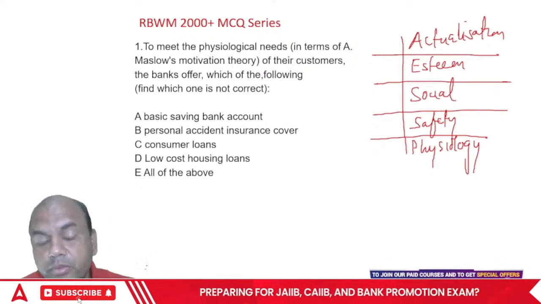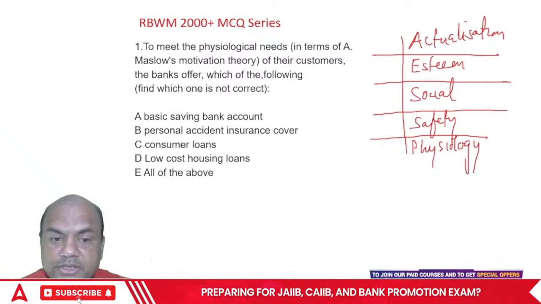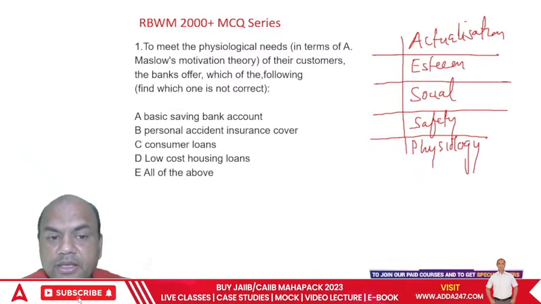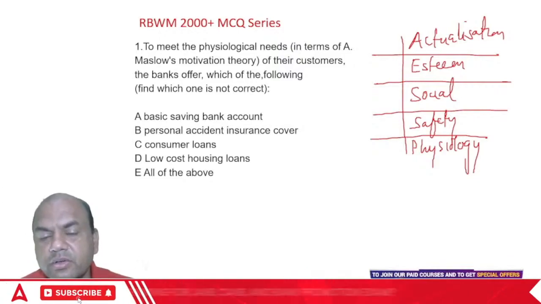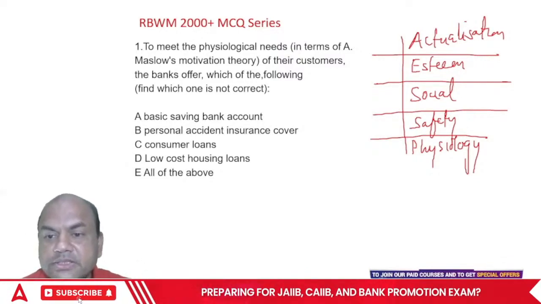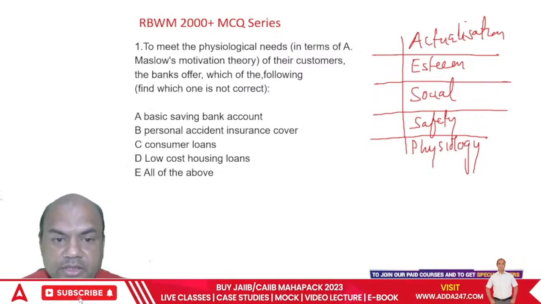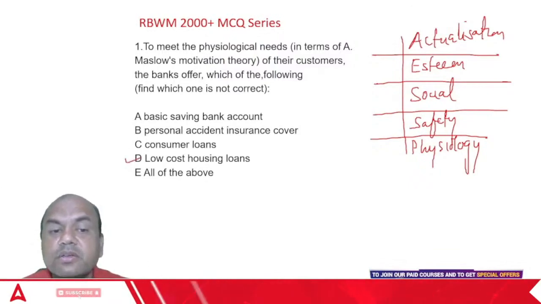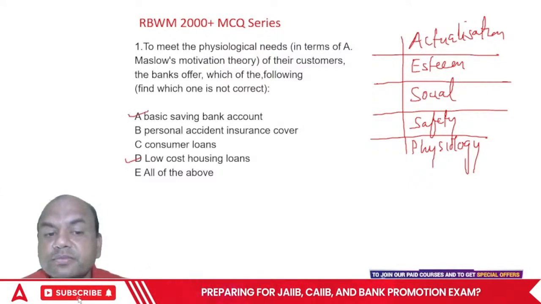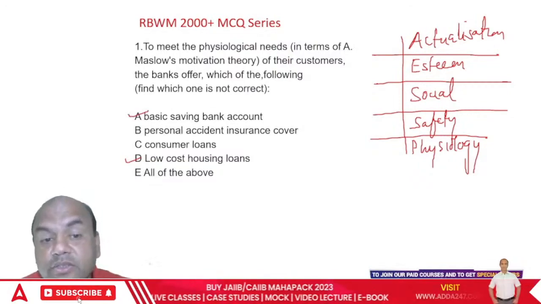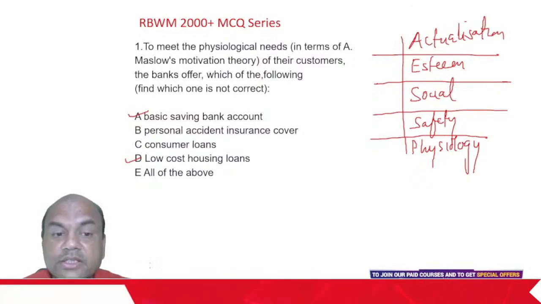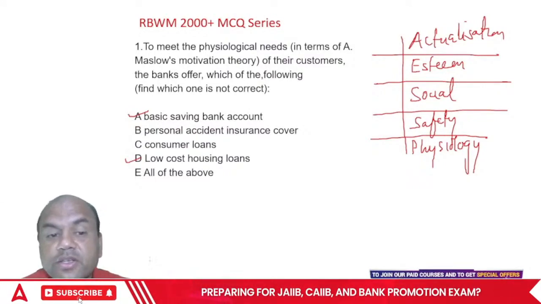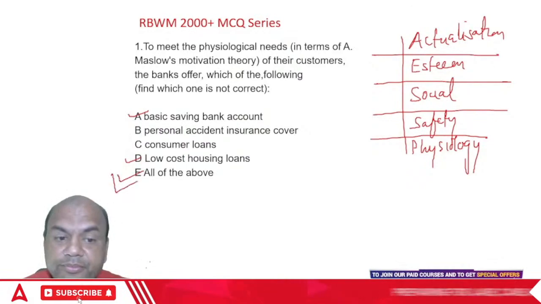As per your book, the answer can be any of these. BSBA is given to these lower earning people, basic savings Jan Dhan account. Low cost housing scheme is also given. Personal accident cover at the lowest premium is also available now. Consumer loans are also given nowadays. So the answer is E, all of the above.